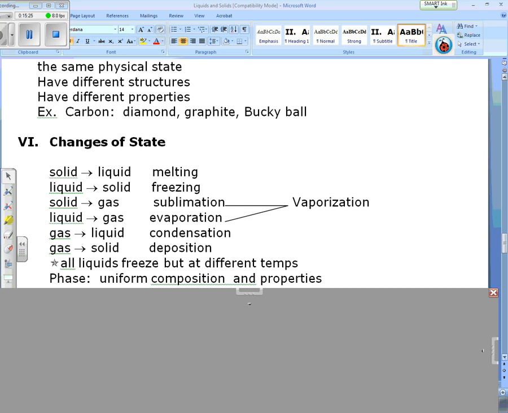All right, now phase, uniform composition and properties. I have changes of state there. It sounds very permanent. I really like to call them phase changes because every substance can be a solid, a liquid, or a gas, and it's just a phase that it's going through depending on the conditions. And so it is a much more fluid thing. So you'll probably hear me talk about it more as a phase change rather than changes of state.